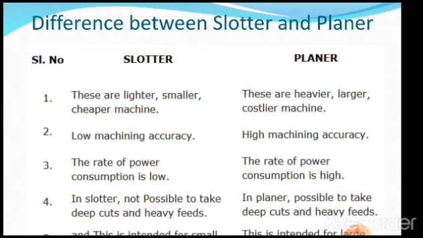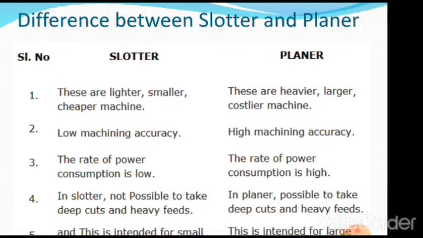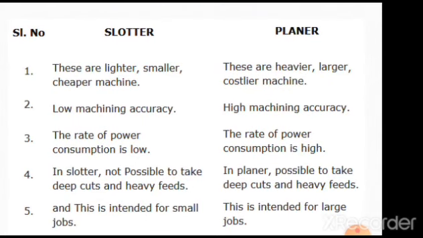Let us go to the next point, low machining accuracy. In a slotter, the machining accuracy is low. Whenever we speak about machining accuracies, it is only a comparison point of view. Compared to the planer, which can be considered as high machining accuracy, because the machining operation is controlled in a correct way in both cases. But the comparison shows that a slotter has low machining accuracy, while a planer has high machining accuracy.